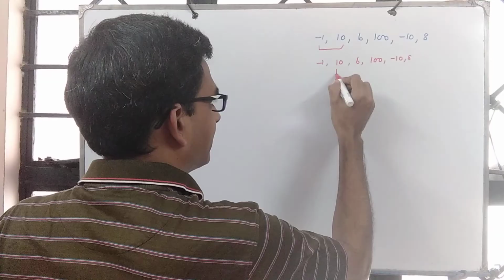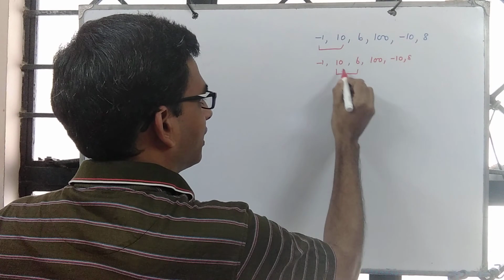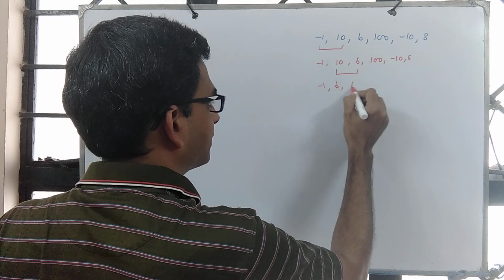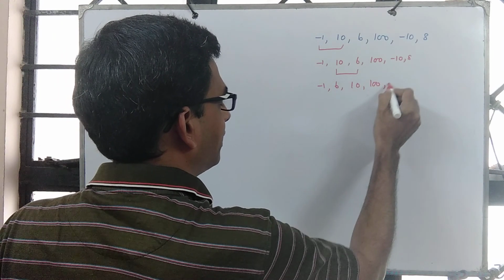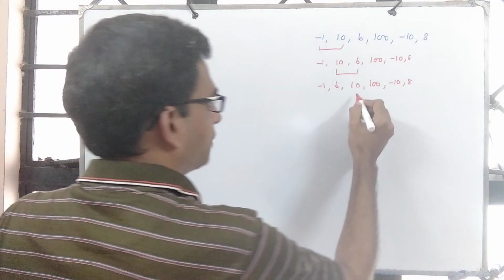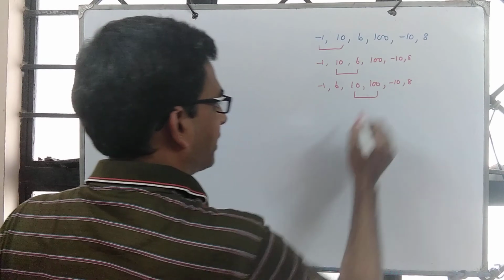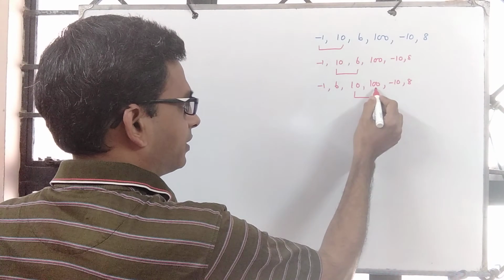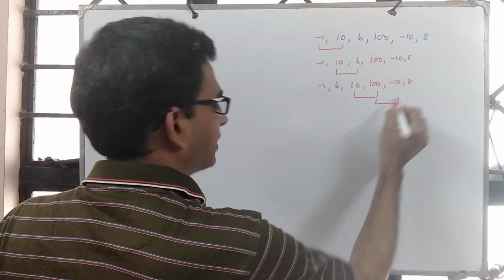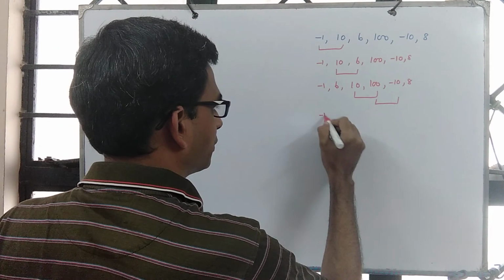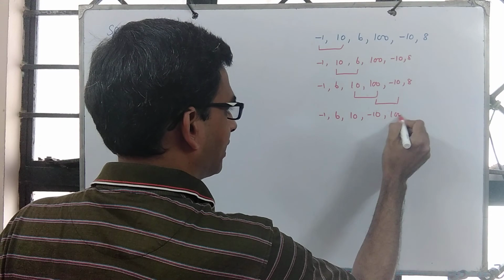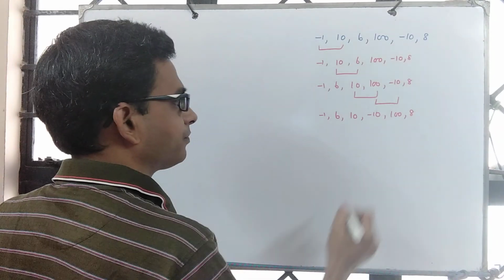Then in the next iteration I compare 2 and 3. Now max is 10, so swap. So the array becomes minus 1, 6, 10, 100, minus 10 and 8. Next I compare 10 and 100. Max is on the right, so no swap. Then I compare 100 and minus 10, so I need to swap. So minus 1, 6, 10, minus 10, 100, followed by 8.